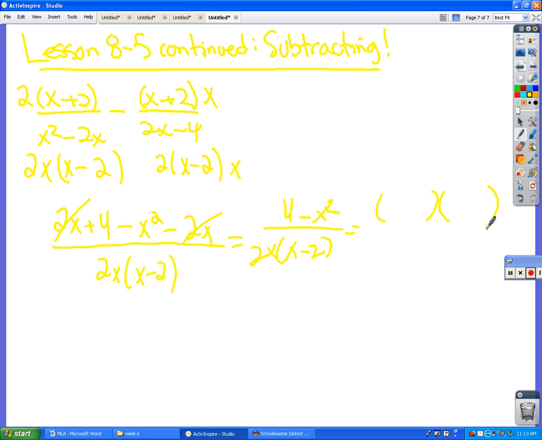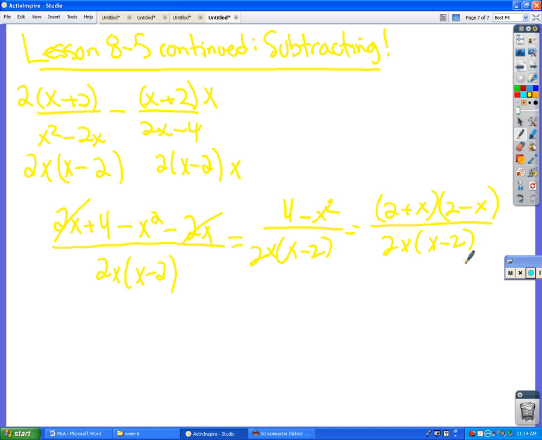So it factors into x plus 2 and x minus 2. But I have to go backwards because the x is in the second spot now. So it's 2 plus x times 2 minus x over 2x times x minus 2. Same thing we're always doing. I just factored the top now to see if anything will cancel.